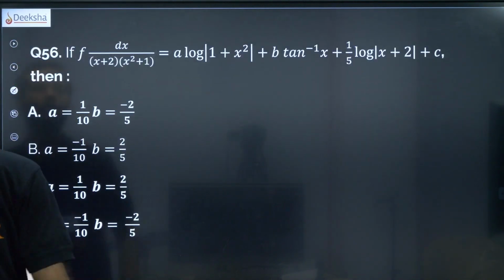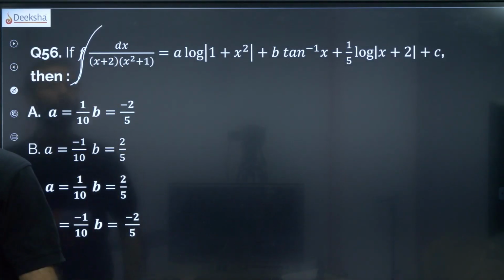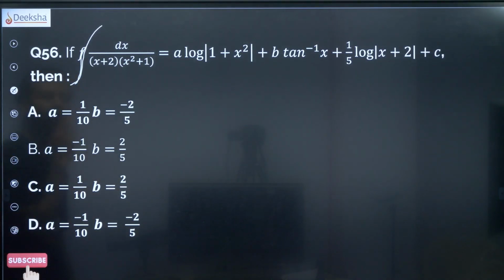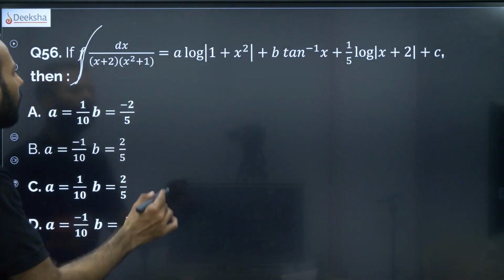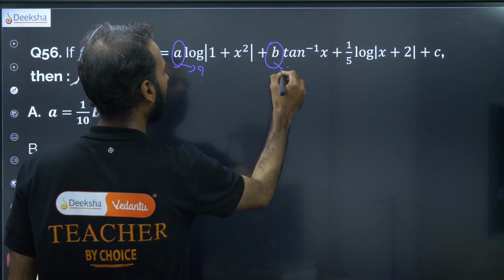Moving on to next question. This is integration dx by x plus 2. The solution for this, they have integrated this and they are asking us to find this. We have to find A and B.